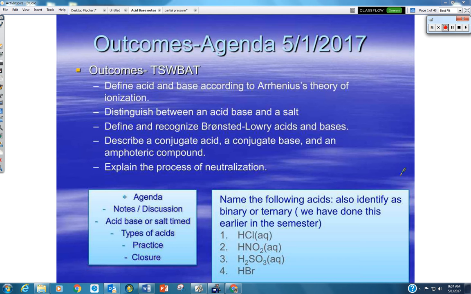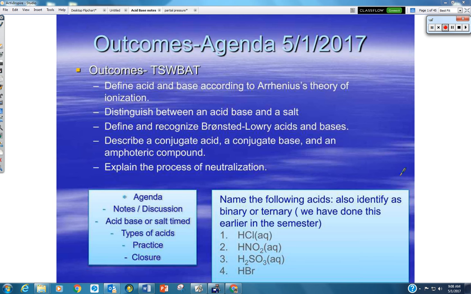We are really going to focus on Bronsted-Lowry today because that's the one that's more important in this class, because we want to deal with isolated hydrogens or isolated hydroxides. And that leads us to what a conjugate acid is and a conjugate base in that type of reaction. And then we may make it to the process of neutralization today. We may not. That may end up being pushed to tomorrow, just depending on time.